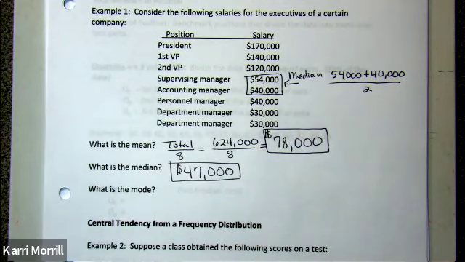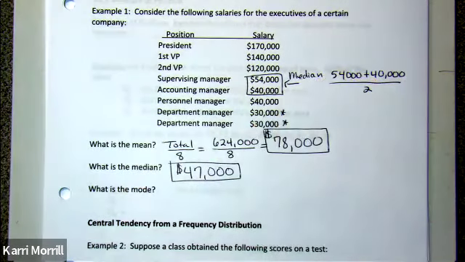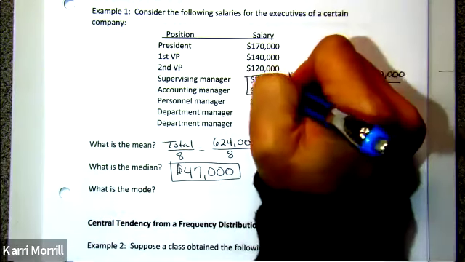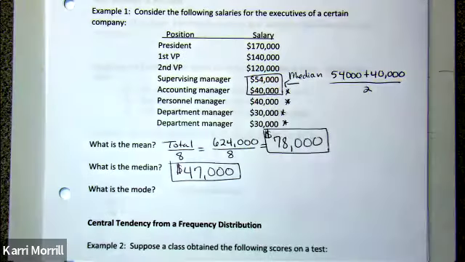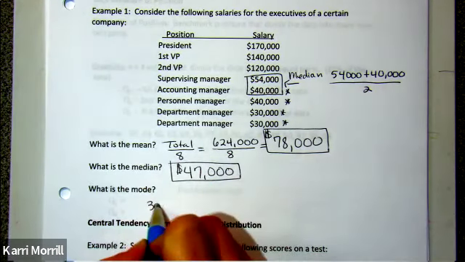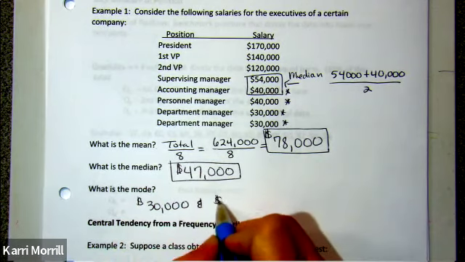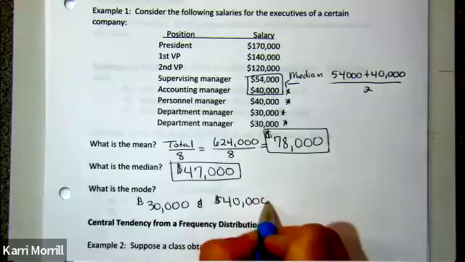Mode would be the number that repeats the most often. And it looks like I have 30,000 that repeats twice. And I have 40,000 that repeats twice. No others repeat more than twice. So we would have 2 modes. We would say 30,000 and 40,000 would be the mode.